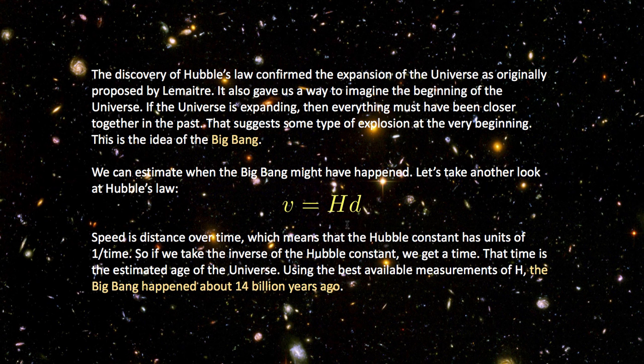Now plugging in the numbers for current estimates of the Hubble constant, that time turns out to be about 14 billion years. So just extrapolating backwards, at the rate things are flying apart now, the Big Bang must have happened about 14 billion years ago. So you'll hear people say that the universe is 14 billion years old. This is what they mean. It's an extrapolation from Hubble's law, using how fast things are flying apart now and imagining going back in time to when they were all together.